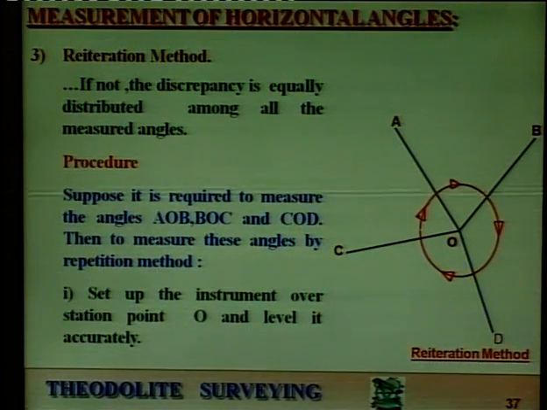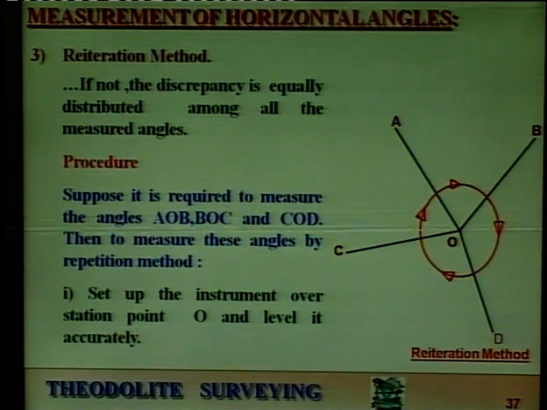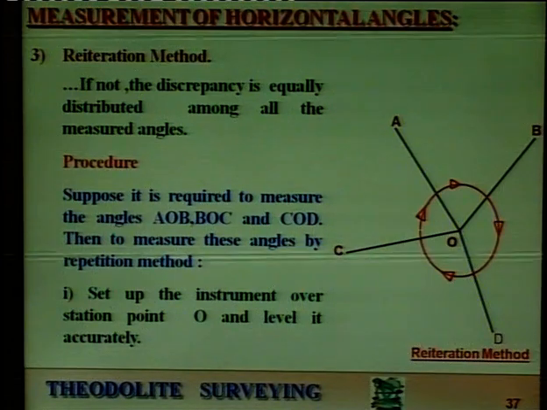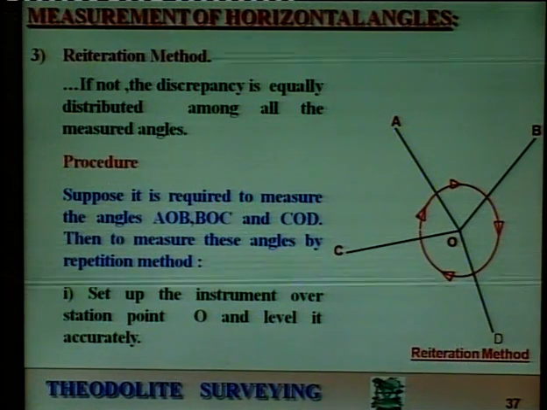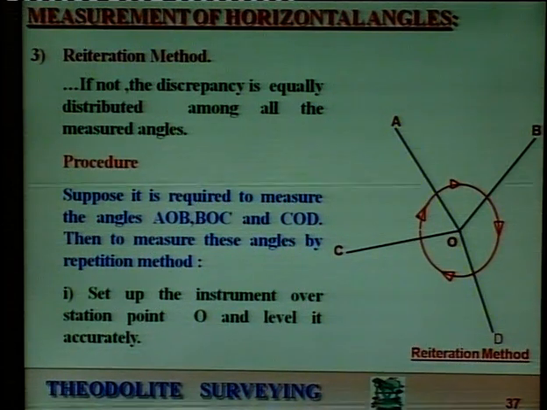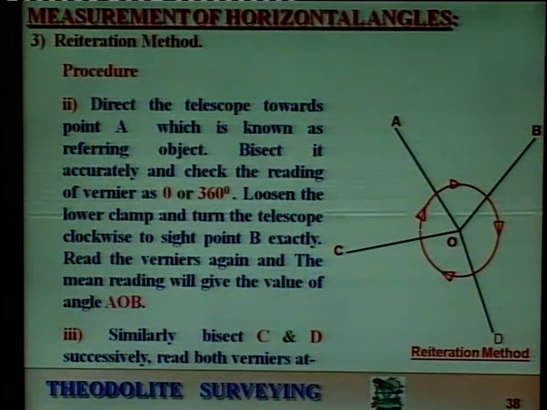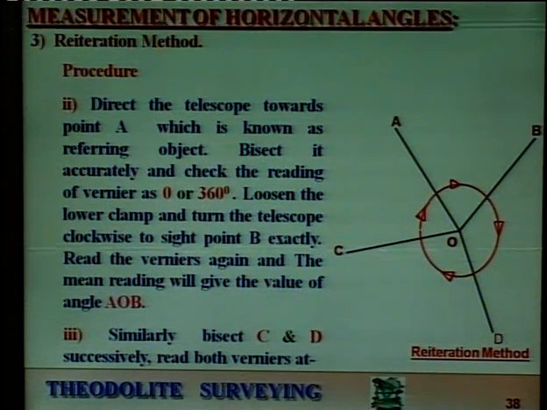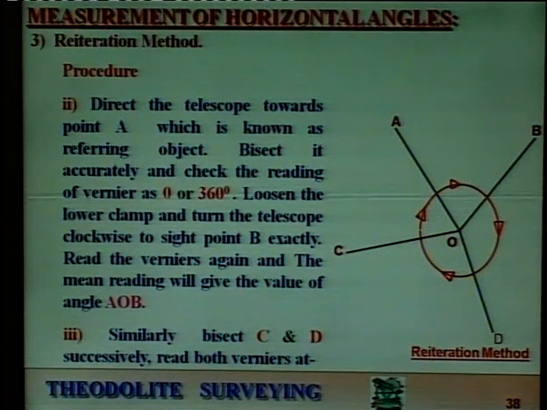Then to measure these angles by the rapid reiteration method, the first step is to set up the instrument over the station point O and level it accurately. So, it is being shown on your screen. Set the instrument at point O. Direct the telescope towards point A first, which is known as the referring object. Bisect it accurately and check the reading of the vernier as 0 or 360 degrees.